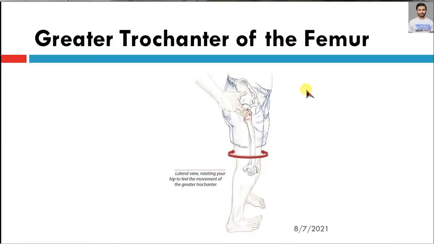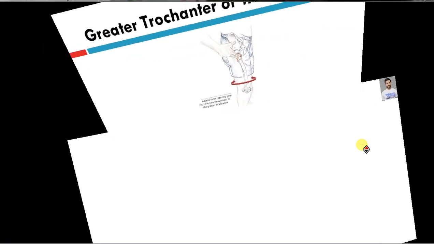The greater trochanter of the femur can be palpated by placing the hand on the upper lateral part of the thigh and then moving the thigh into internal and external rotation. So this bony prominence will become very prominent with this movement, and it will keep on becoming prominent and sinking in. So when it becomes prominent, you will make sure that this is the greater trochanter of the femur.